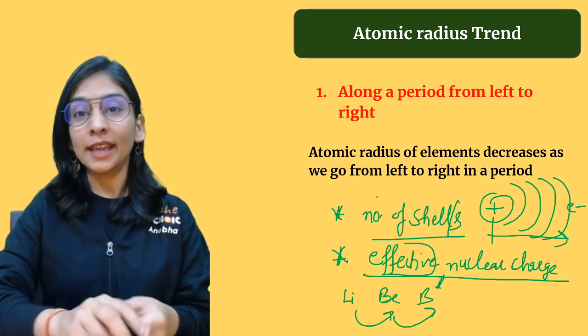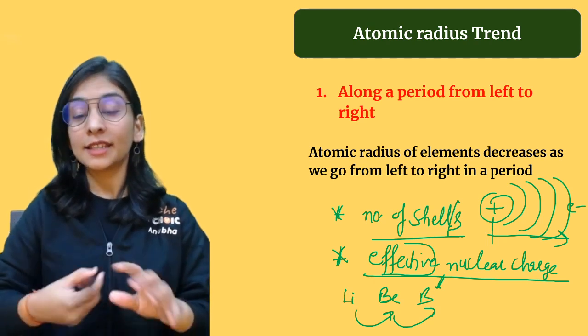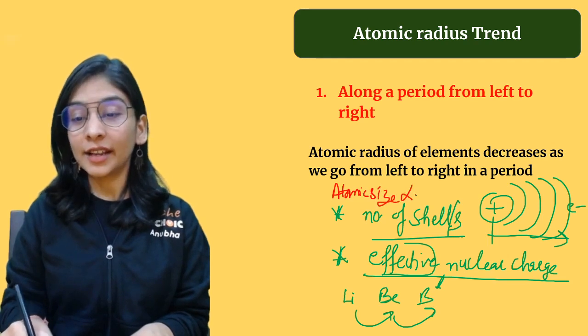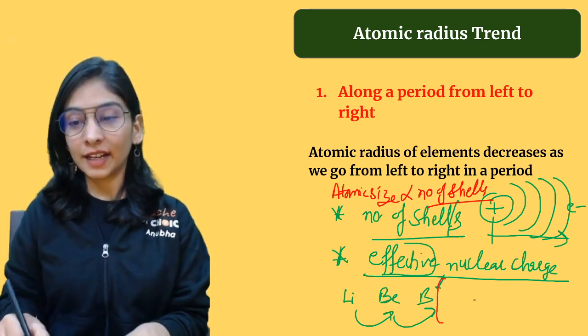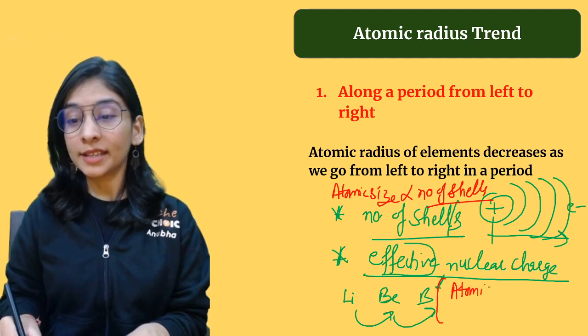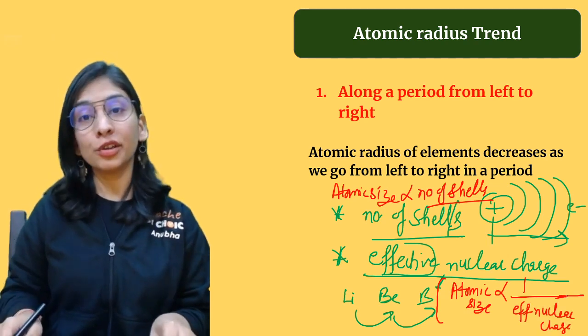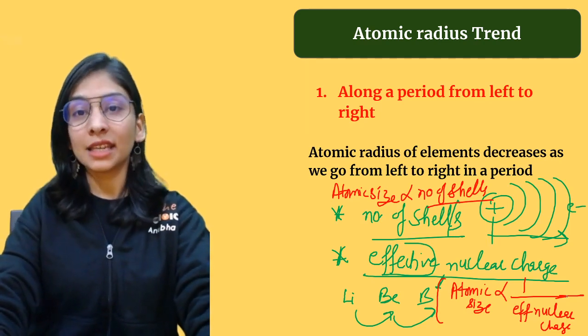So remember this. I'm writing two things that will help you, like trends. My atomic size is directly proportional to the number of shells. More and more shells, more and more size. Less and less shells, less and less size, directly proportional. And my atomic size is inversely proportional to my effective nuclear charge. More and more charge on the nucleus, more strong your nucleus will become, more and more pull it will show towards electrons, and less size it will show you.